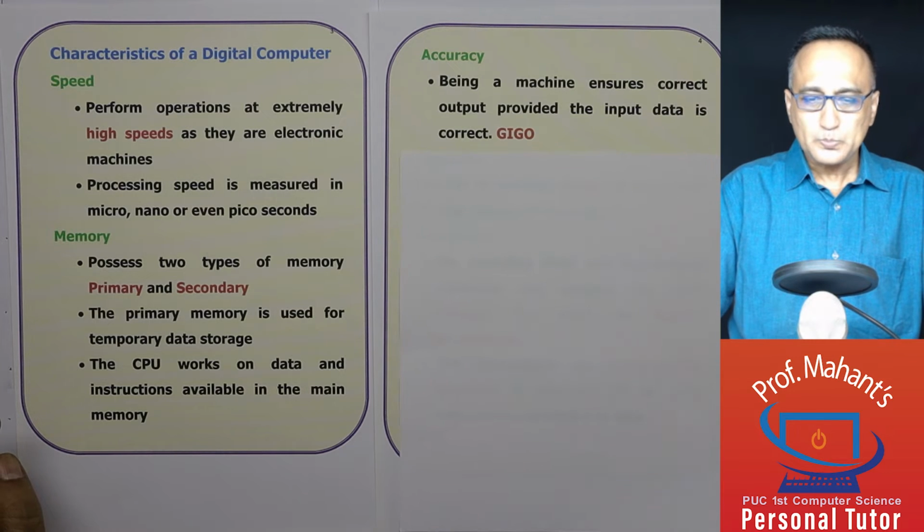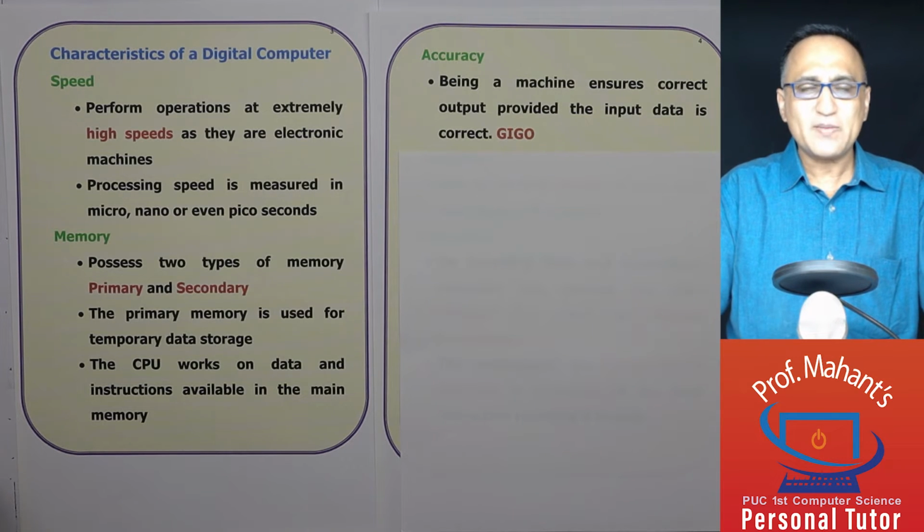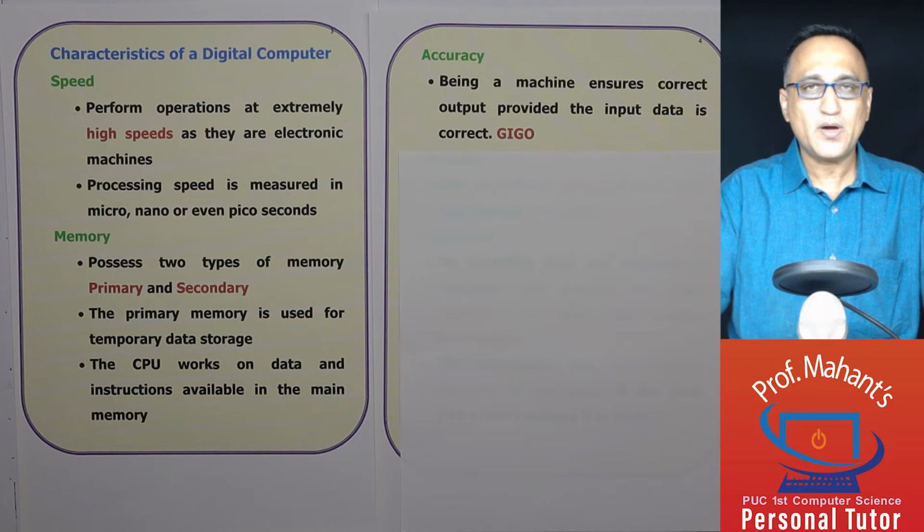Now, computers are famous for being highly accurate. Being a machine, provided you give it correct data and instructions, it's going to provide you 100% correct results each and every time you run.